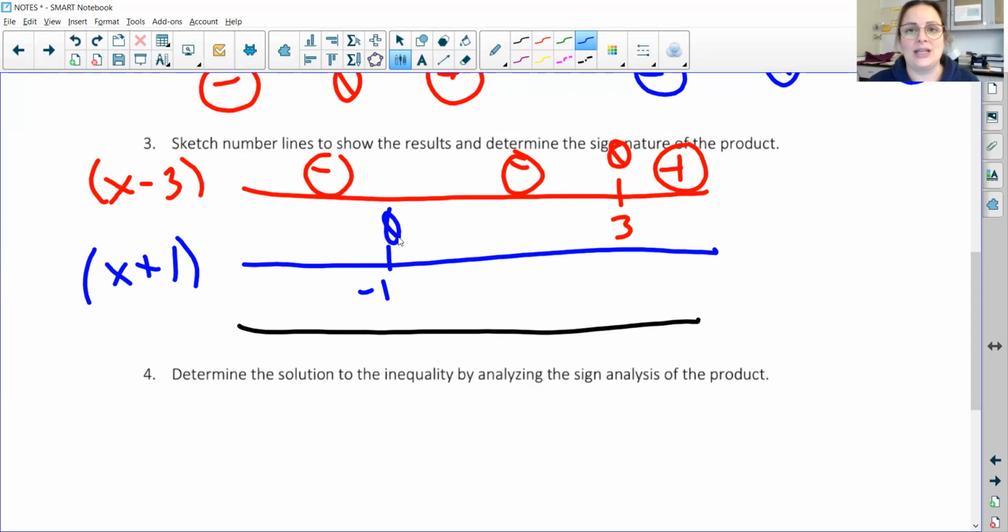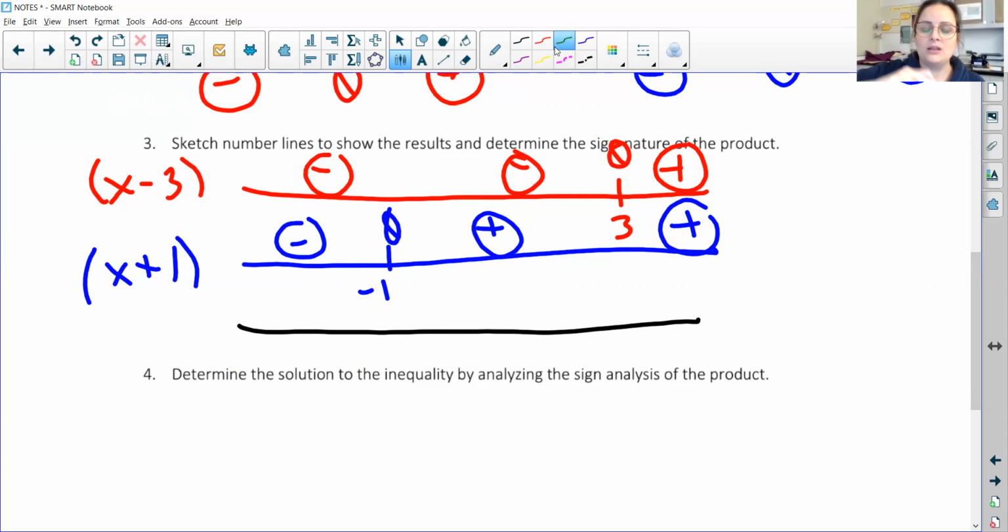When x is greater than -1, the value of that factor in blue is going to be positive. So I'm just going to stick some positives up here, onwards to infinity and beyond. And if it's below -1, the value of that blue factor is a negative.